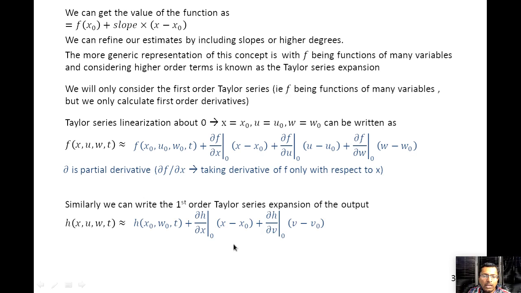So similarly, we can do a first order approximation of the h. We can write that as h at x0, w0 plus partial h partial x at x0, u0 and so on. So that's just written as 0 here, times x minus x0, plus the partial h partial v times v minus v0.